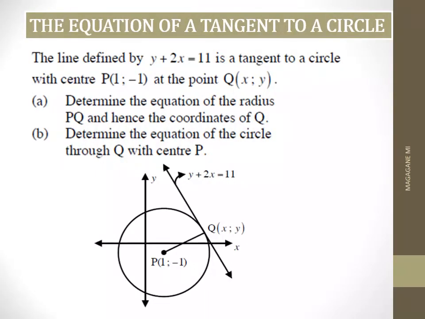And if you look at the next question, determine the equation of the second through Q with P center. If we know the radius PQ and we also have P as our center, we'll be able to find the equation of the second, since to find the equation of the second, we need the center and the radius. Now let's look at this question step by step.